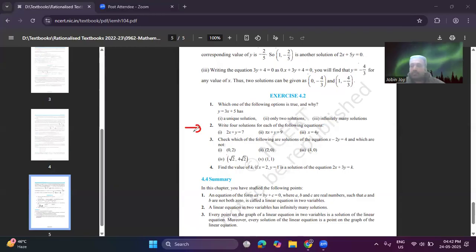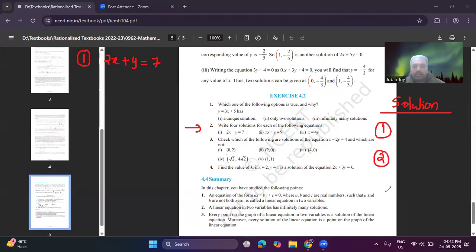Question number 2. Write four solutions for each of the following equations. So there are three equations, starting with equation number 1, 2x plus y is equal to 7. So solution, I am writing solution here. So we need four solutions: 1, 2, 3, 4. So first I am writing x equal to 0 and y is equal to 7.